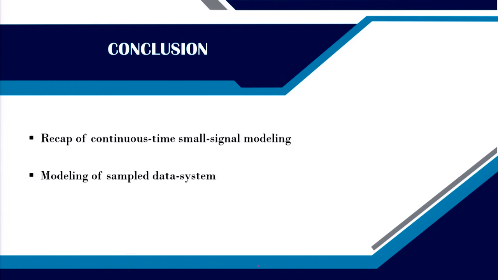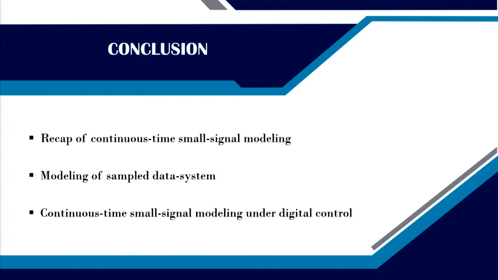So, in summary, we have recapitulated the continuous time small signal modeling of the AC equivalent circuit model, then we have discussed the sampled data modeling perspective for this digitally controlled converter, and finally, we have also discussed the continuous time small signal modeling under digital control. And we will be discussing the accuracy of this method with respect to the other method in the subsequent lecture.